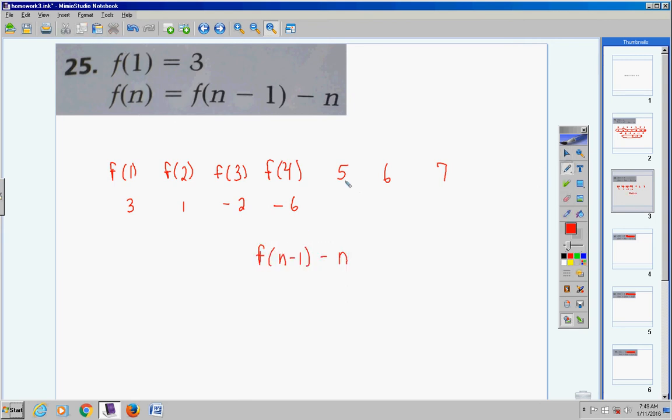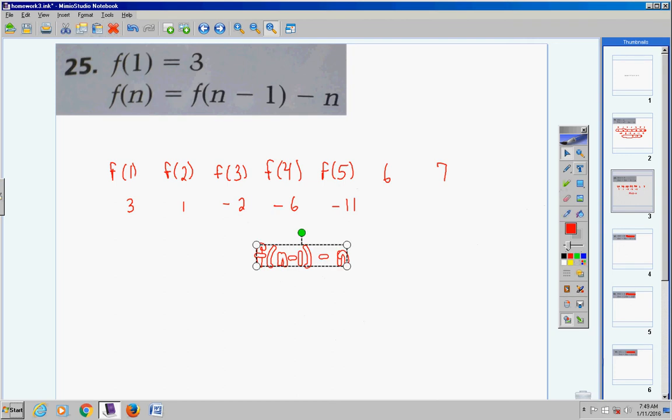Okay, moving on. Putting 5 in for n. So put a 5 right here. 5 minus 1 is 4. F of 4 is negative 6. Bring down your negative sign. Now we're putting 5 in for n. Negative 6, negative 5, negative 11. And that would be your f of 5. F of 5 equals negative 11.